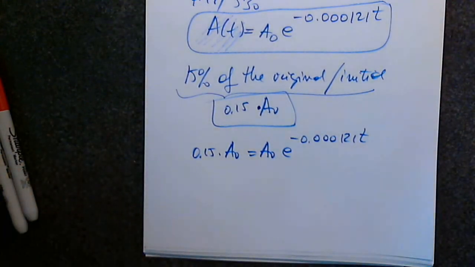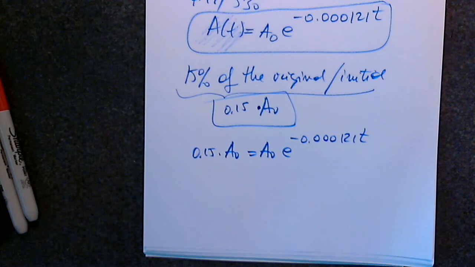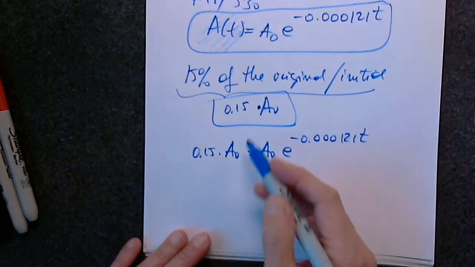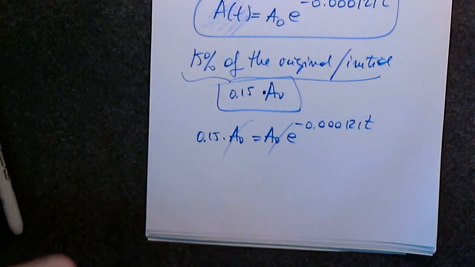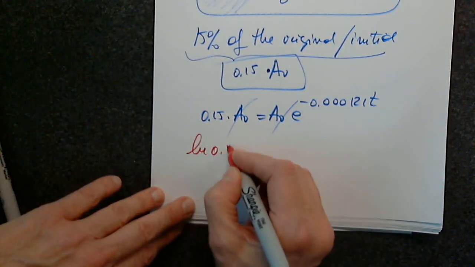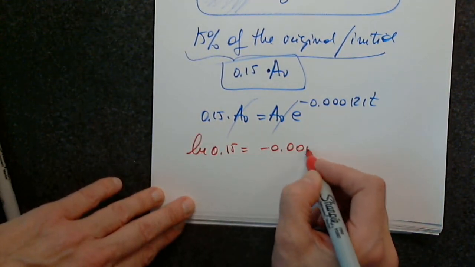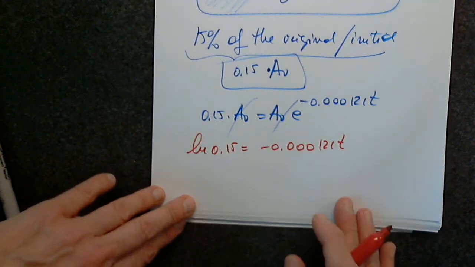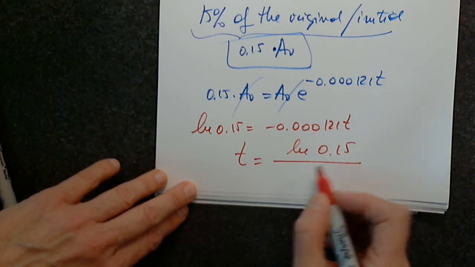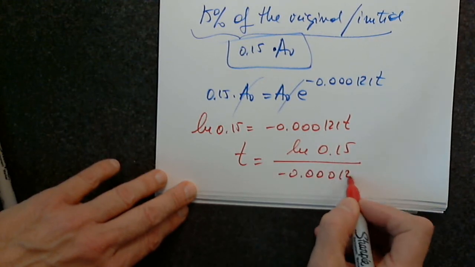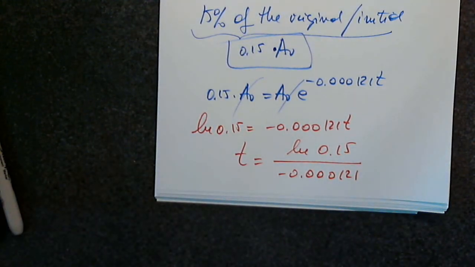0.000121 t. And of course, it doesn't matter because I divide by A0, like we just did with that 16. And everything is back to the same steps. I apply natural log on the left-hand side, and on the right-hand side negative 0.000121 t, and then I get t equals natural log of 0.15 over negative 0.000121. And that's how we determine how old the paintings are.